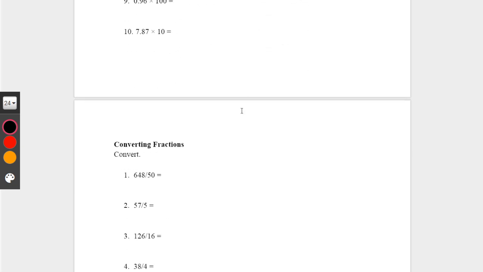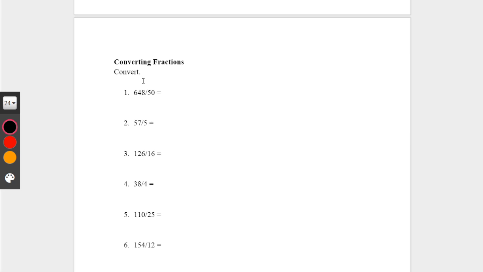Alright, going on. Converting fractions. So it says just to convert, but it doesn't really specify what type of fraction to convert to. I checked the answer sheet and it wants you to convert to mixed fractions. Not improper fractions, mixed fractions. So just in case that was kind of confusing.